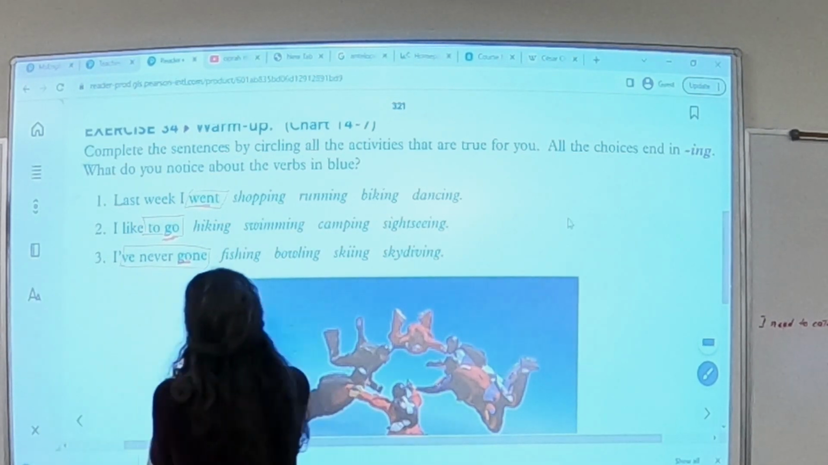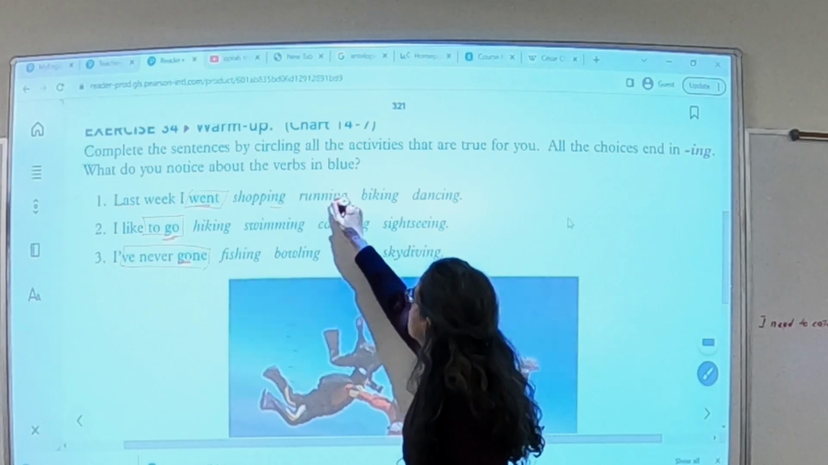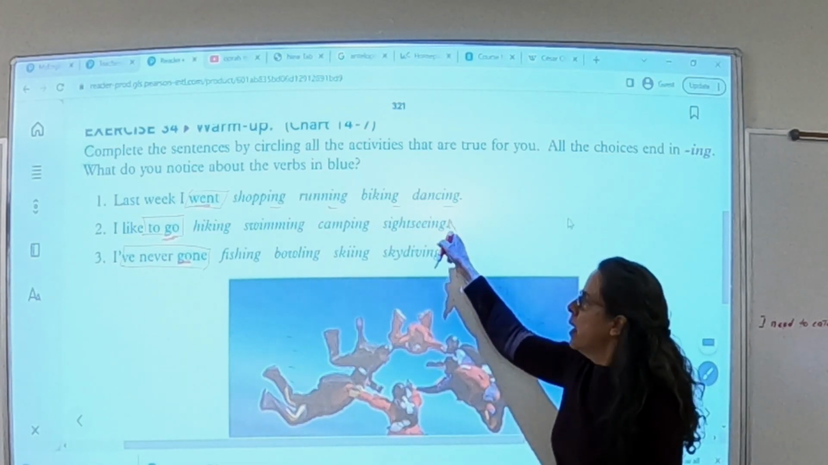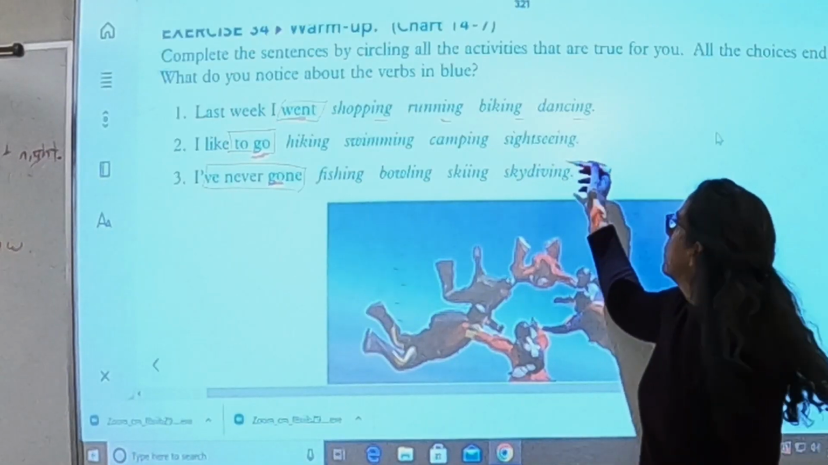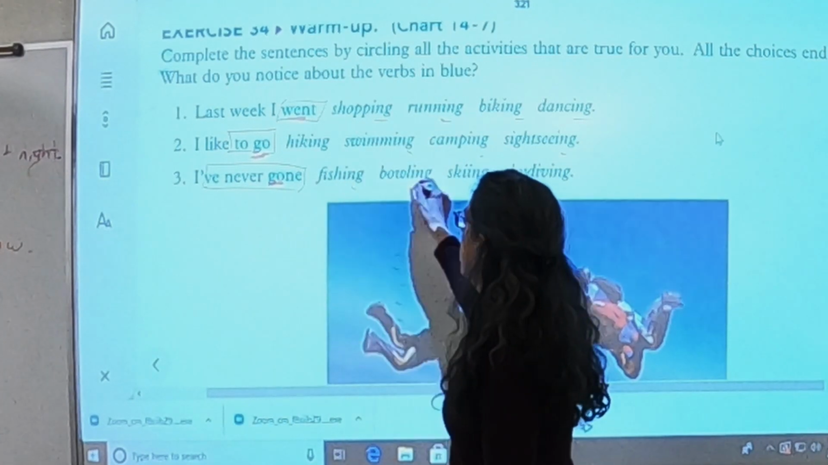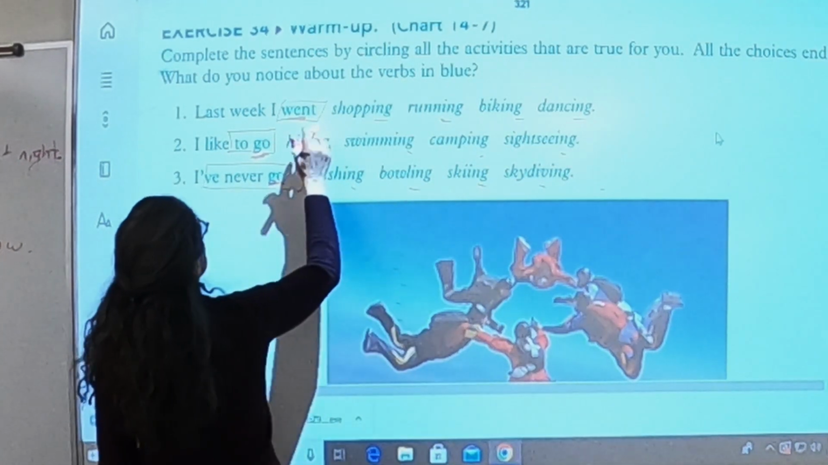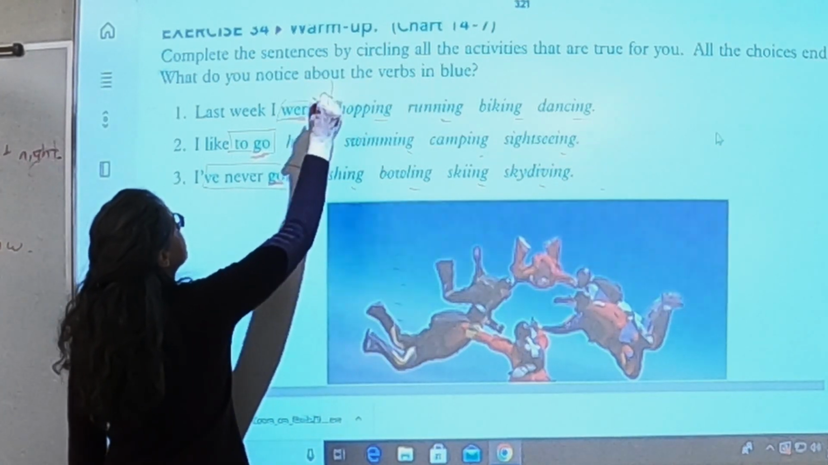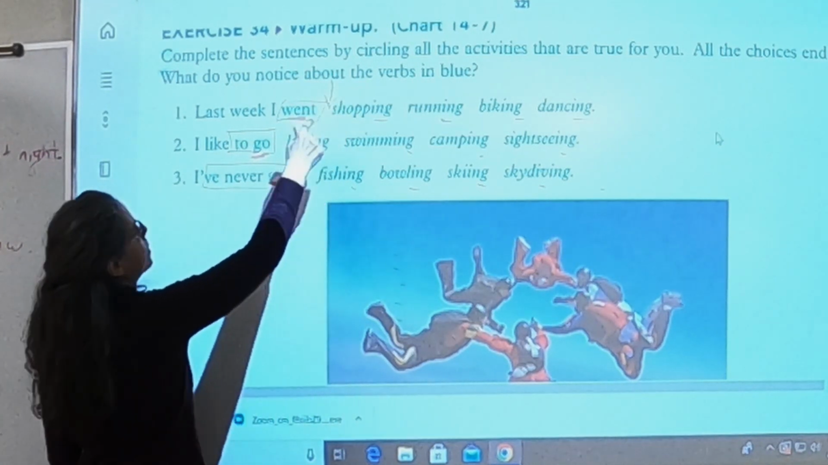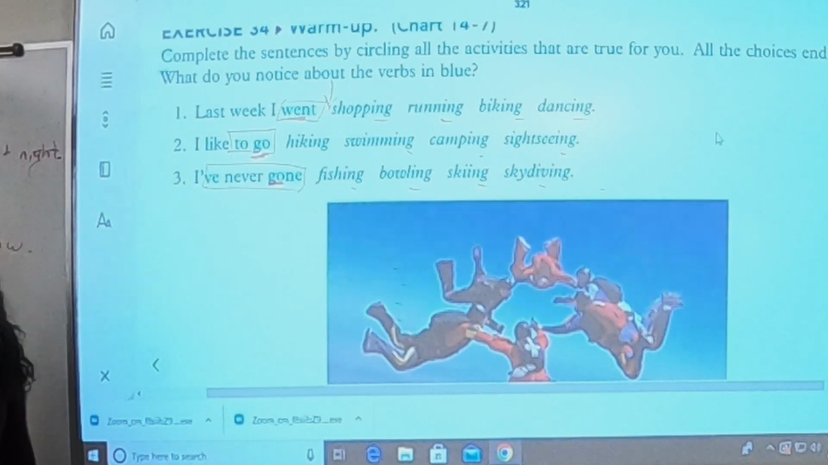Okay, and after the go, your choices, every choice has an ing. Every one: ing, ing, ing. The mistake that most students make is right here. Most students put a "to" that they should not put. There is no "to" after the go.